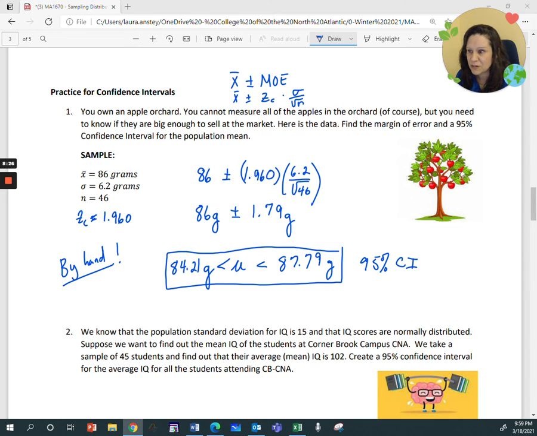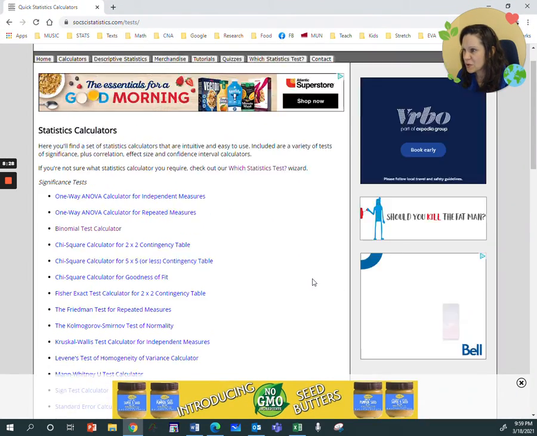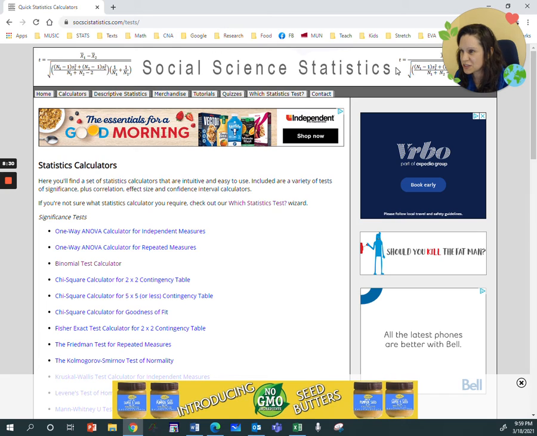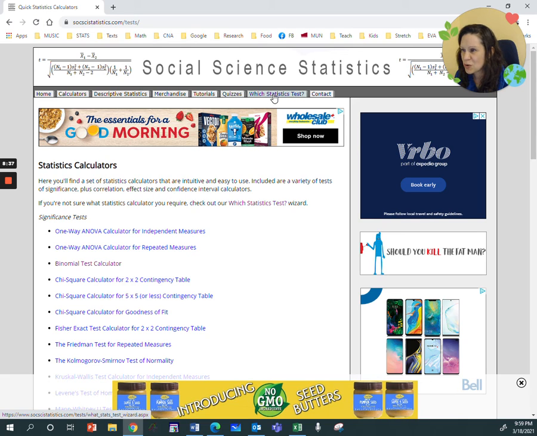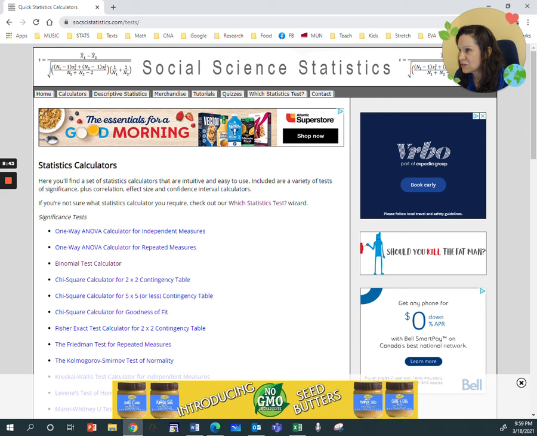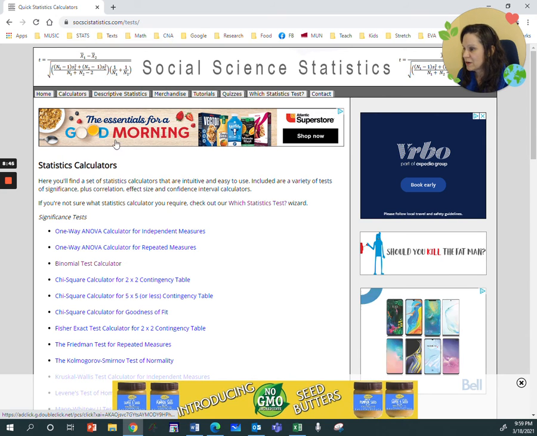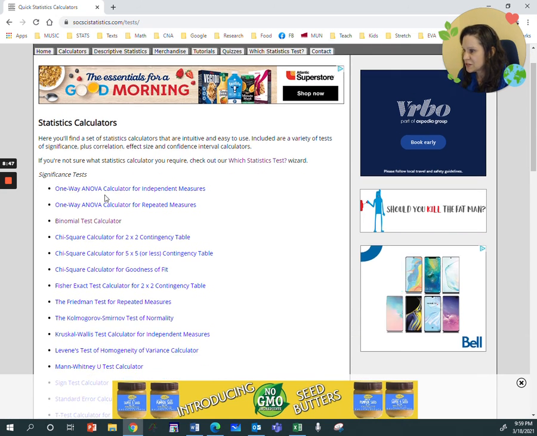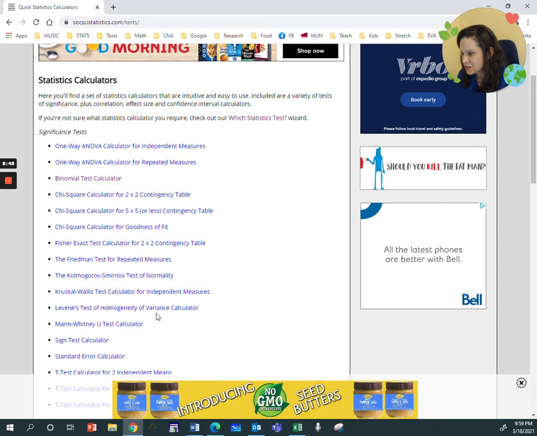I'm going to flick it over here. This is the one that I like. It's the social science statistics. It gives us calculators, information on descriptive statistics. There are tutorials. Which statistic test should you use? All kinds of nice stuff. And here's the website here. You could just Google it. Scroll down. There's a whole bunch of tests.